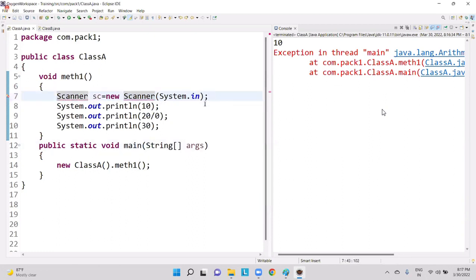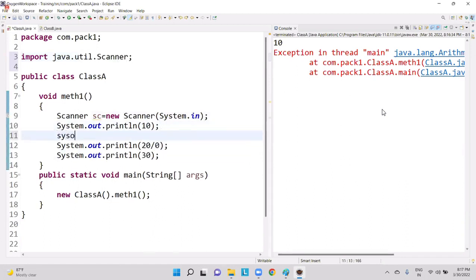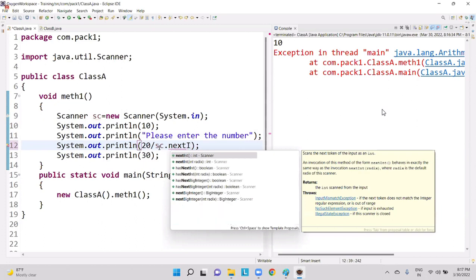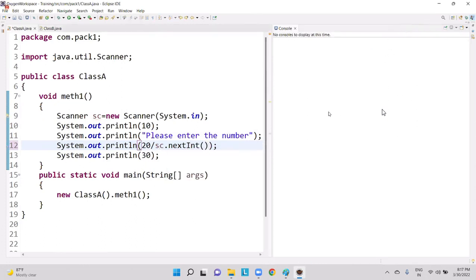And here, just let me try to import that scanner. That is java.util.Scanner. And here I'll be asking the user, System.out.println, "Please enter the number." I'm asking the user to enter the number, and whatever number is entered by the user, I am accepting in the nextInt method. Can I write like this, guys?